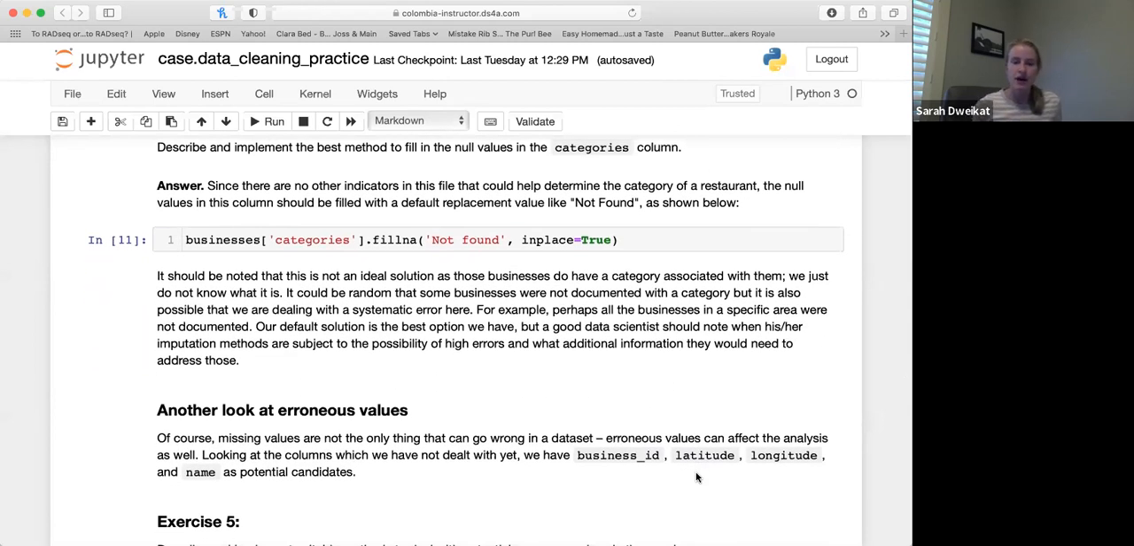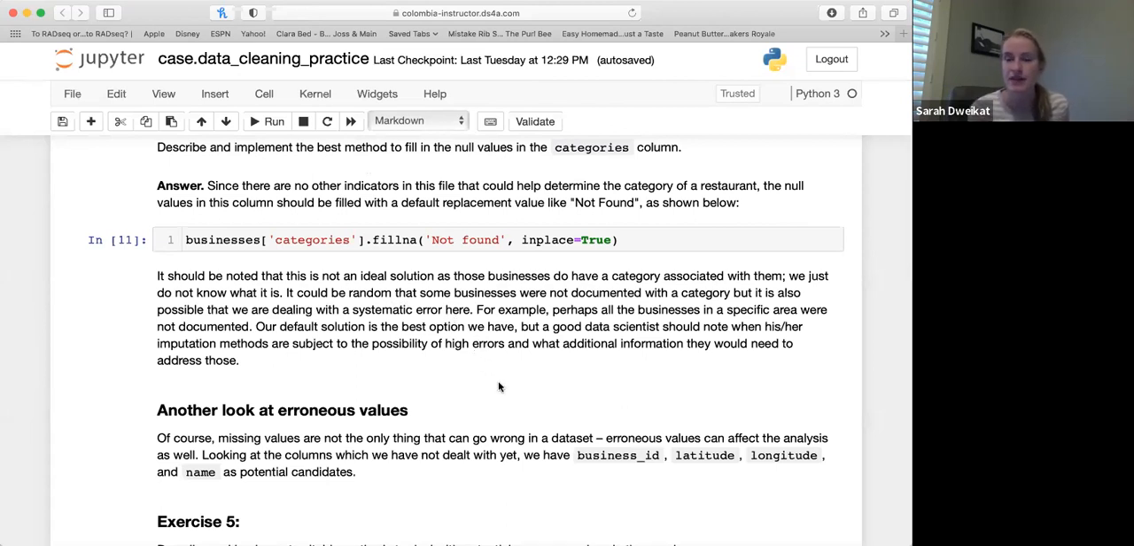Okay, so I guess we should talk a little bit about this text here based off of those missing values for categories. One thing you should do when you're looking at your data, if you find these missing values for categories, is pull them out and actually look at what restaurant names have those missing categories, what the data looks like for those missing categories, because, like this says, we could be dealing with a systematic error.